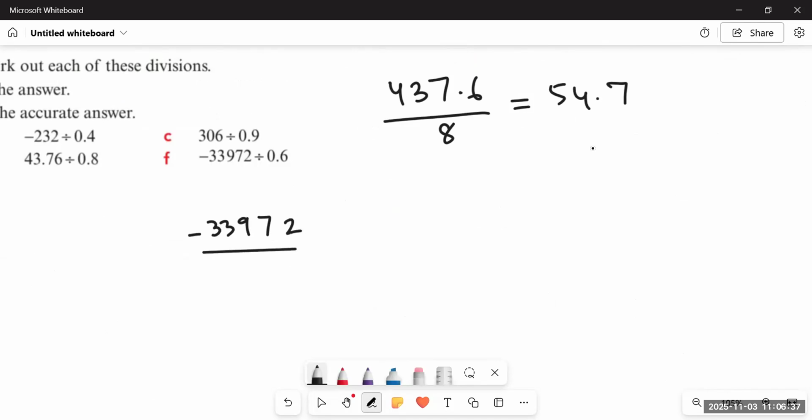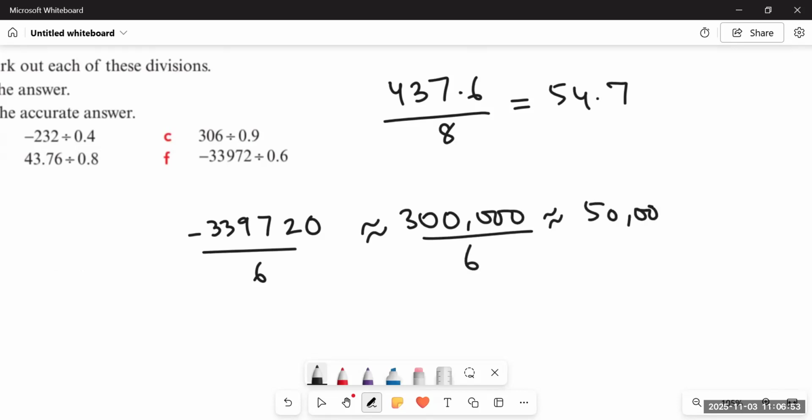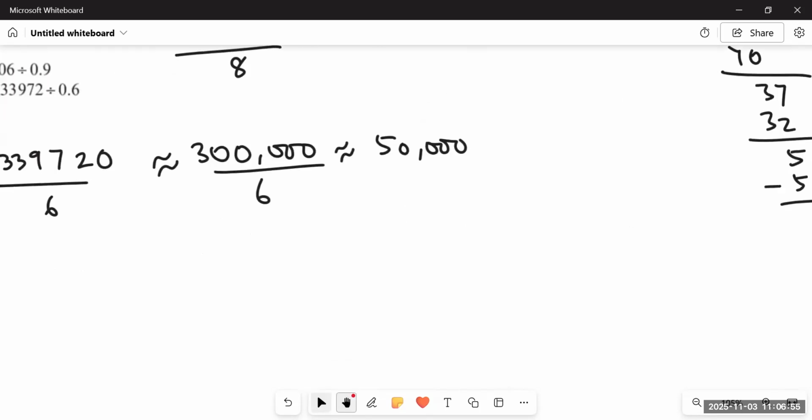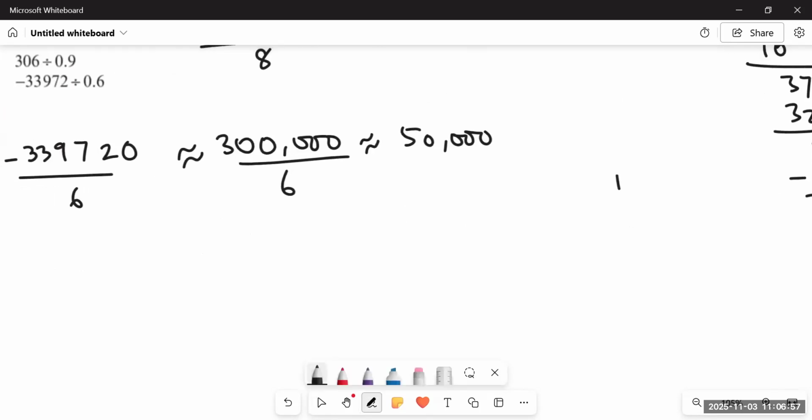0.6. So let's just multiply each of them by 10. It would become 6 over here. The estimated answer would be 300,000 over 6, and that's 50,000. Right? Now let's talk about the actual answer. So that's 339720 divided by 6.